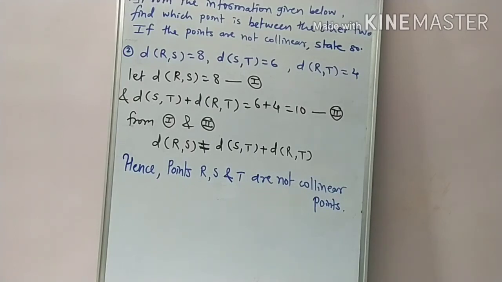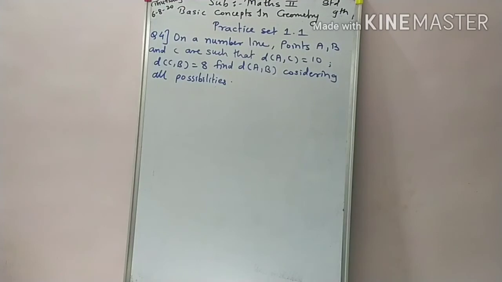And if the points are not collinear, what does it mean? There is no betweenness between these 3 points, so that is not supposed to be written. If the points are not collinear, you have to just mention like this: given points are not collinear points. Okay students, okay. Now here we continue with the fourth question.